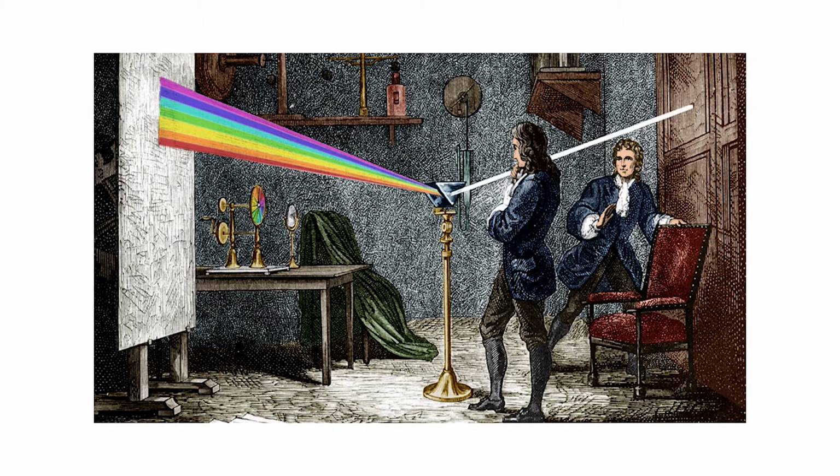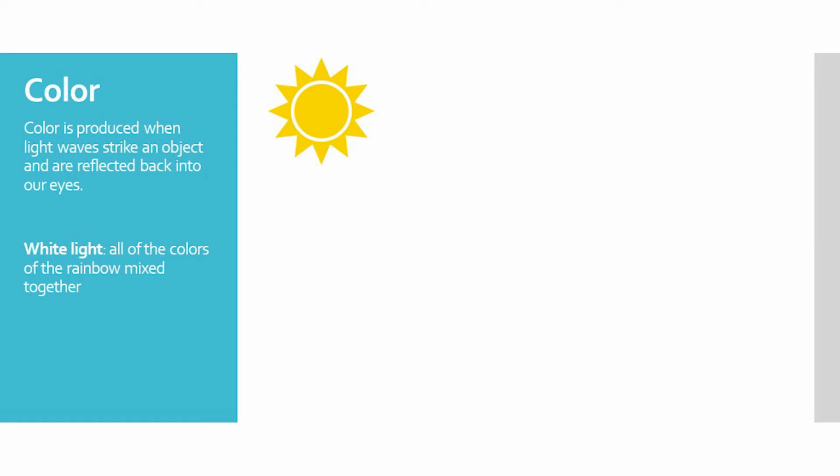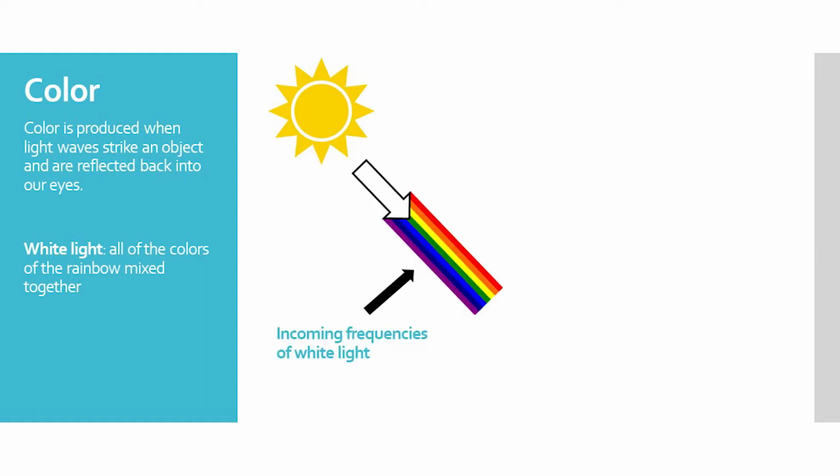So let's talk about color. Color is produced when light waves strike an object and are reflected back into our eyes. The sun's rays contain all the colors of the rainbow mixed together. This mixture is known as white light. So to see color, you have to have light. When light shines on an object, some colors bounce off the object and other colors are absorbed by it. Our eyes only see the colors that are bounced off or reflected.